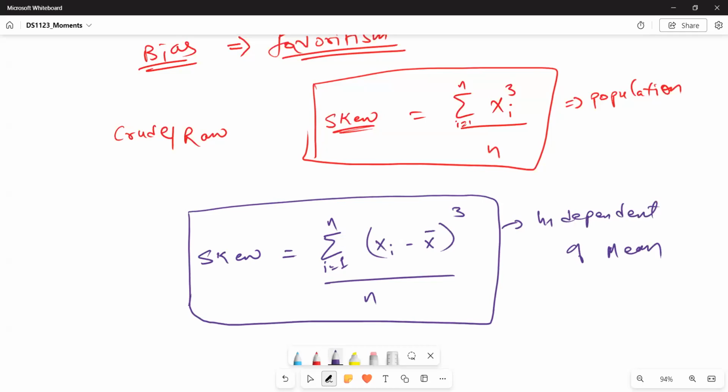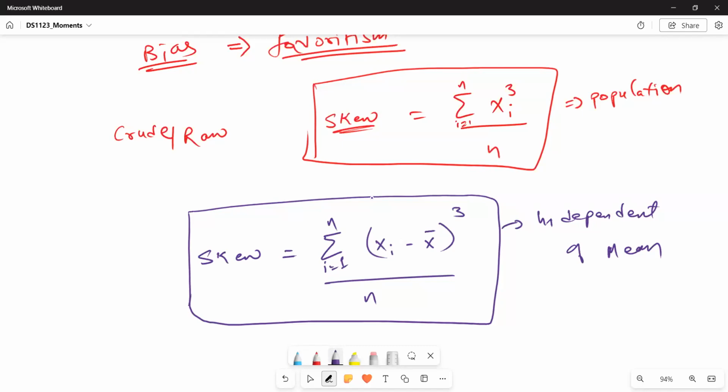Right. This is independent of mean, but yes, this still has the dependency of the second moment, which is variance. So what we'll do here is we'll remove the dependency of variance as well. And to remove this dependency, what we'll do is we'll perform standardization on this. And what exactly is standardization?